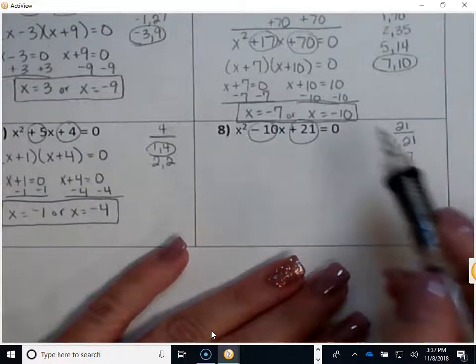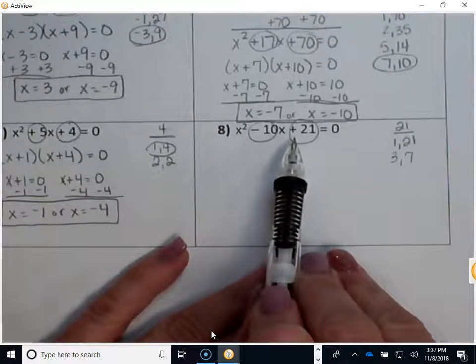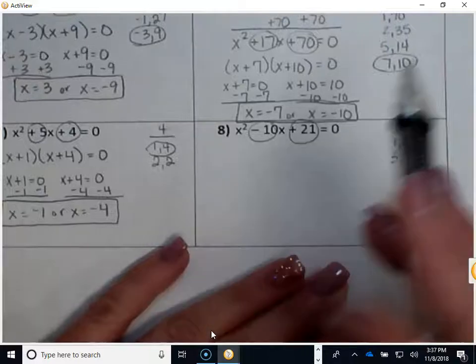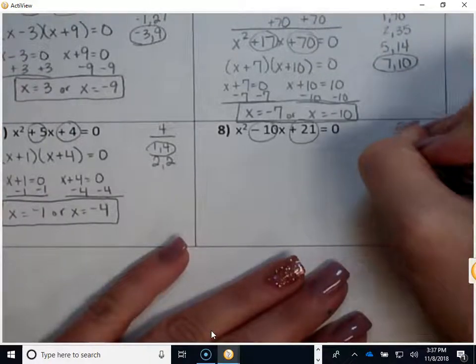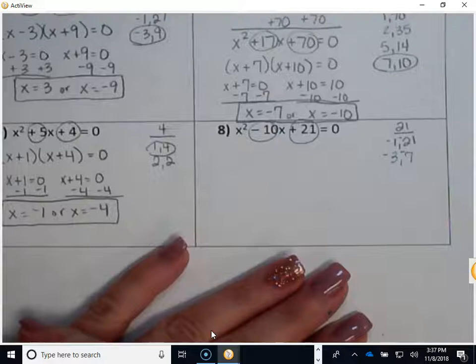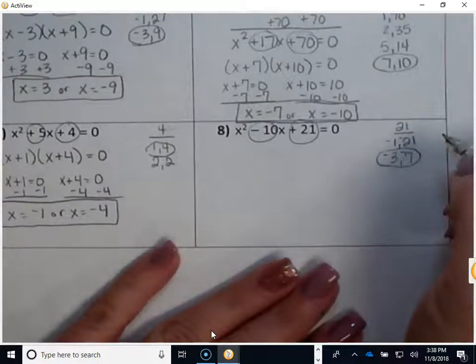So I need them to multiply to give me a positive 21. That means they either both have to be positive or both have to be negative. So I look to see what sign this is. It's negative, so that means these numbers have to be negative. So I need the pair that will add up to give me a negative 10. That would be negative 3 and negative 7.